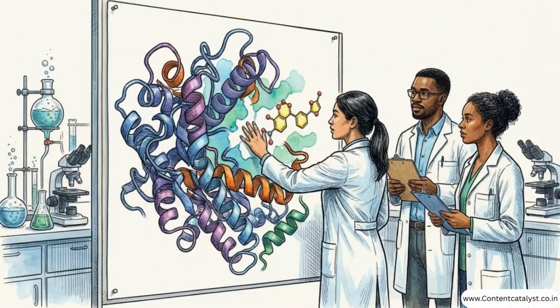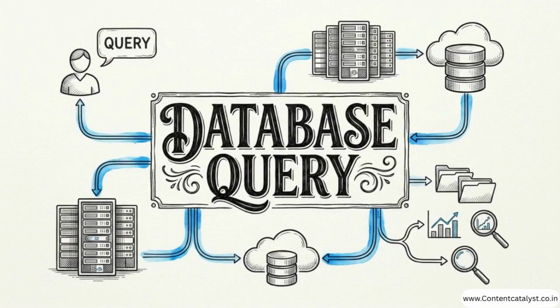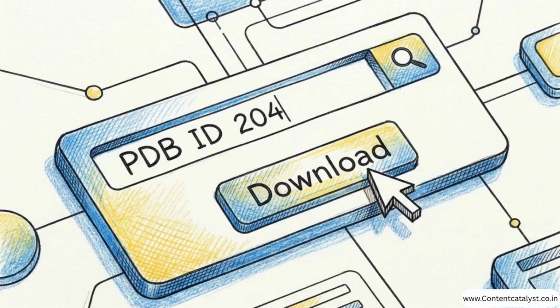It allows you to take complex AI-generated predictions and turn them into actionable insights that can be shared with your research team. Step 1 is getting our target. Open your Discovery Studio Visualizer. Head to the search menu, type in PDB-ID 204, and hit Download.